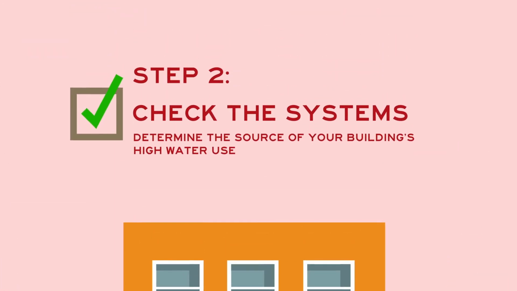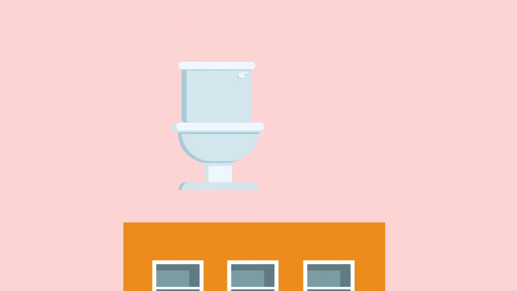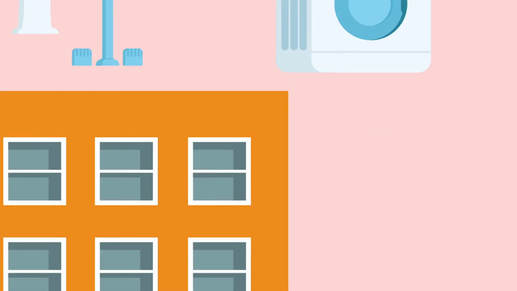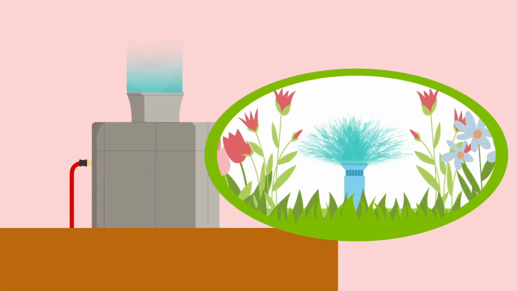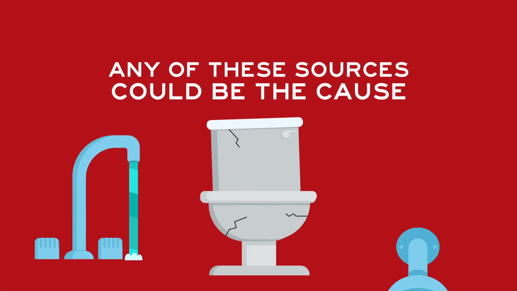Let's go to step number 2, checking the systems. Determine the source of your building's high water use. In addition to toilets, faucets, showers, and laundry, many building systems use water to operate HVAC or irrigation systems. Any of these sources could be the cause, whether because of high consumption, aging equipment, or a leak.